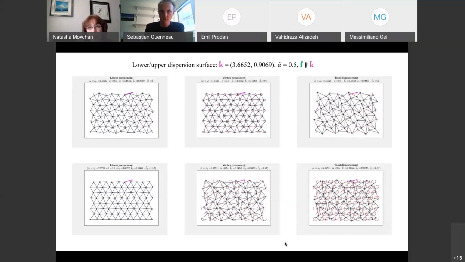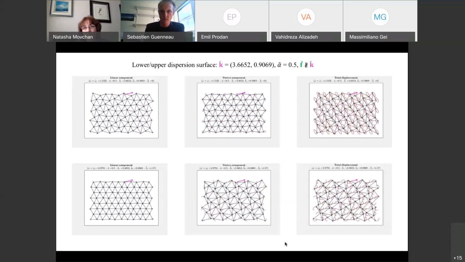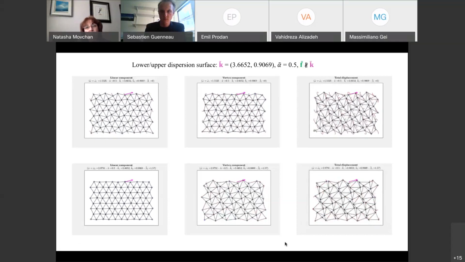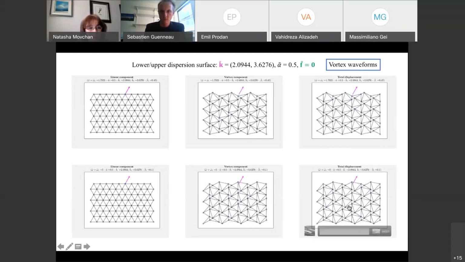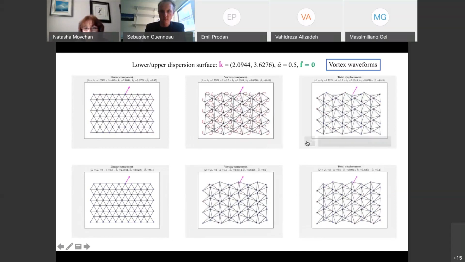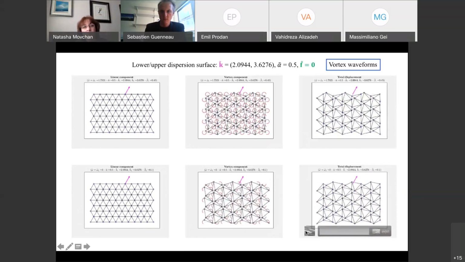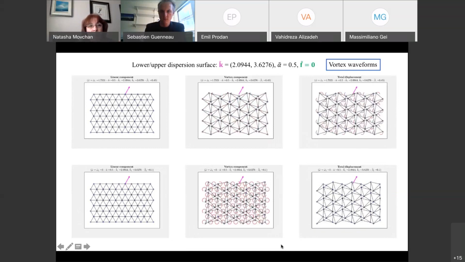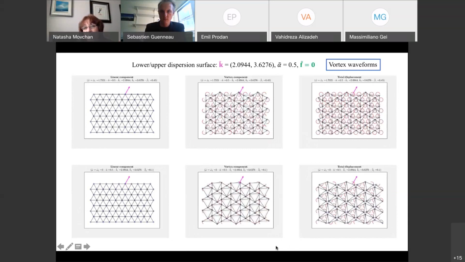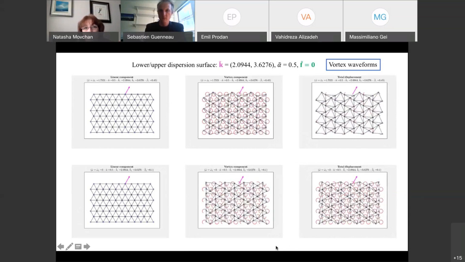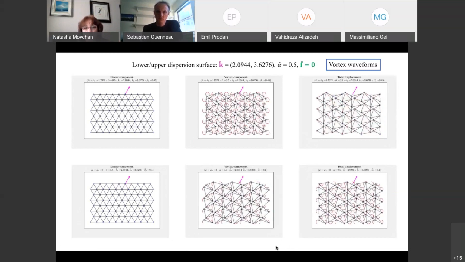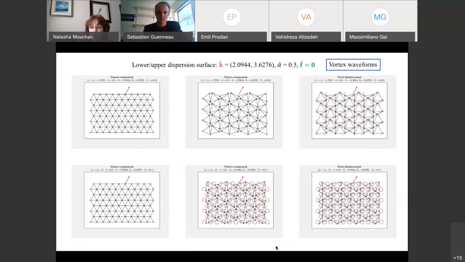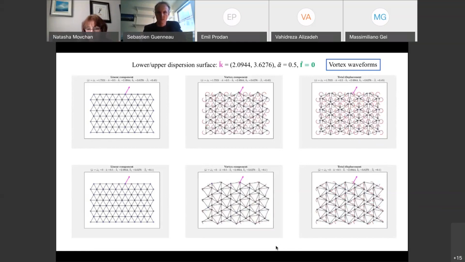So, finally, I would like to show you some movies corresponding to the case when f is equal to 0. So we have so-called vortex waveforms. Again, I'm going to set all of them moving. And you can see that although I clicked on the two movies in the left column corresponding to the linear component, there is no motion because it's equal to 0. And we have only the vortex component which contributes to the total displacement. And this is the example of the pure vortex waveforms in this case.